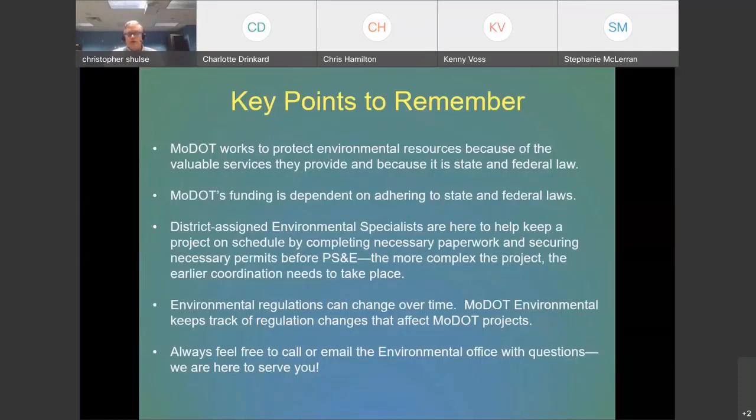401, the water quality certification, is the same sort of thing. The process that Stephanie described earlier is being reviewed by the current administration, and those changes may be rescinded in part or in whole. So we are keeping track of all of that, and please forgive us for the constant changing regulatory world. It's not our fault. We do our best to keep up with it and to keep your projects moving. But you can always feel free to call our office with questions. We're here to serve you.